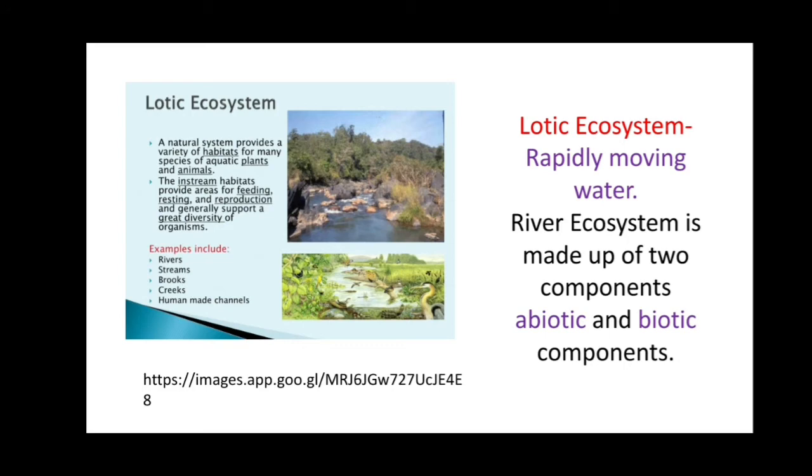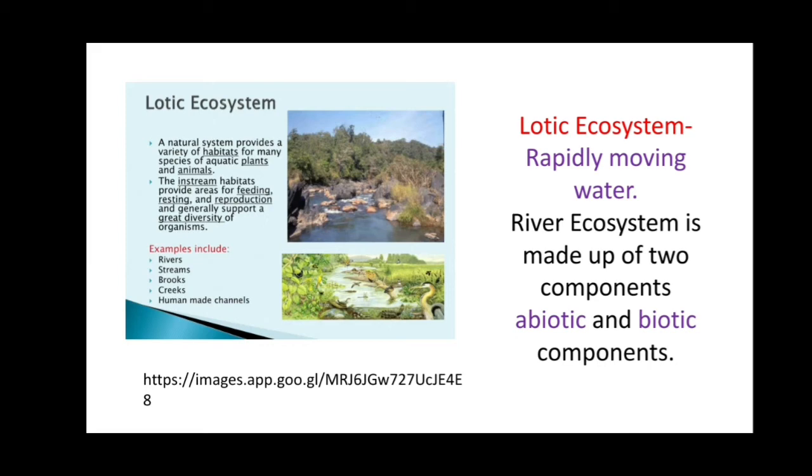Again, the lotic ecosystem is a natural system that provides a variety of habitats for many species, for aquatic plants as well as animals. The stream habitats provide the area for feeding, resting and reproduction, and generally support a great diversity of organisms. Here, the river provides the area for feeding, resting as well as reproduction of different types of organisms, for example fishes. Examples of lotic ecosystems are rivers, streams, brooks, creeks and man-made canals. Here, the lotic ecosystem shows rapidly moving water.